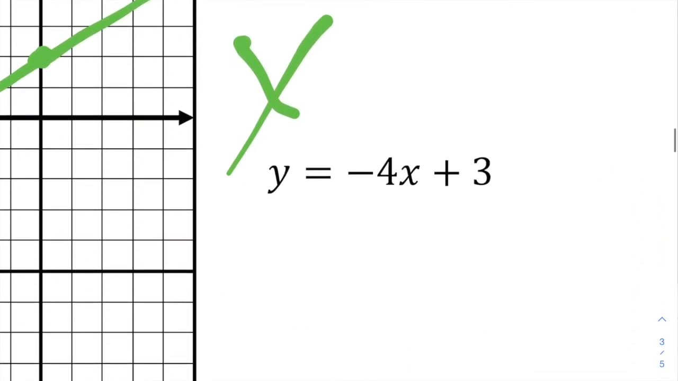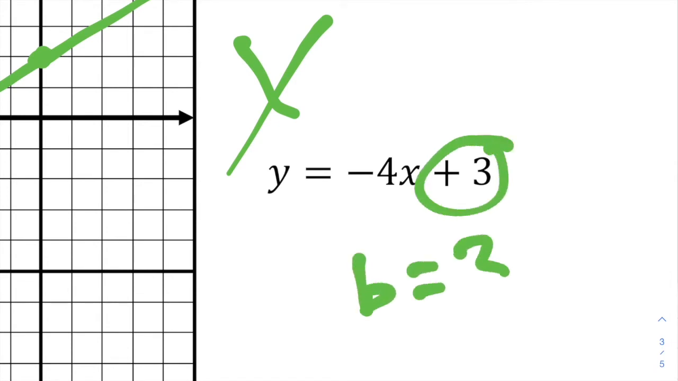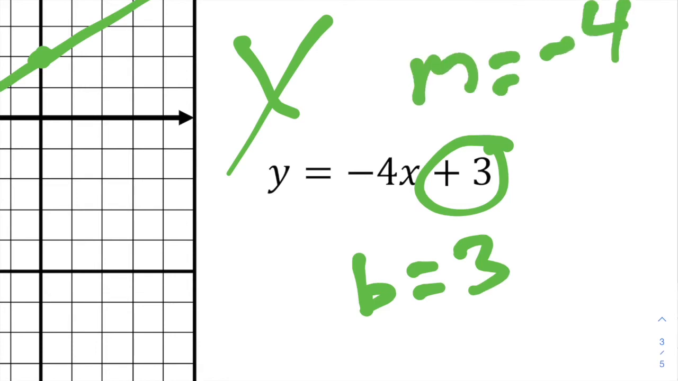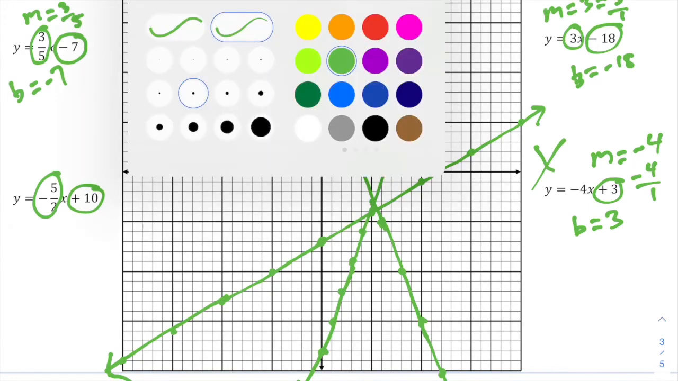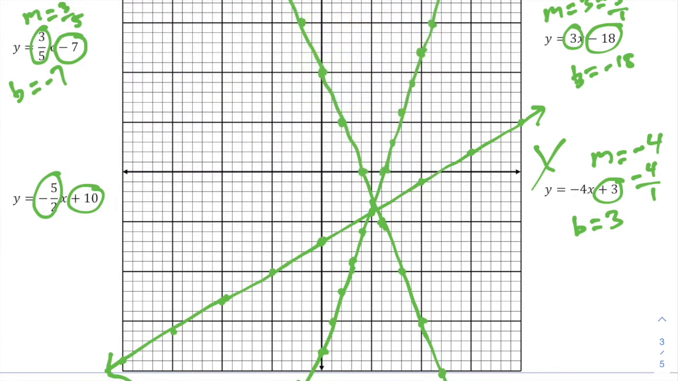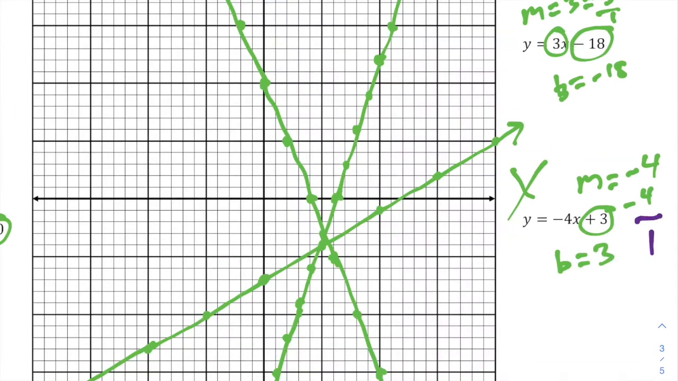Our last equation is down here, y equals negative 4x plus 3. B is positive 3, easy enough. M is negative 4. And remember, negative 4 is negative 4 over 1. So we go back to the graph, find the y-axis. I'm changing colors just so it can be less confusing. B is positive 3. So we focus in, go to positive 3 on the y-axis, put a dot there.